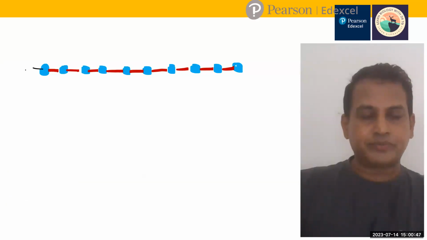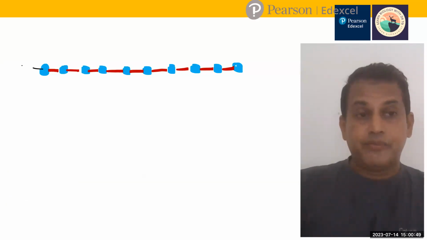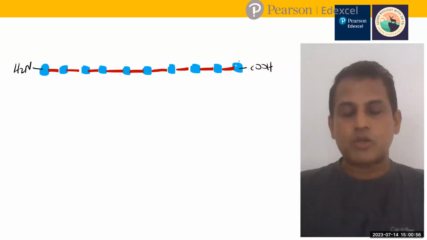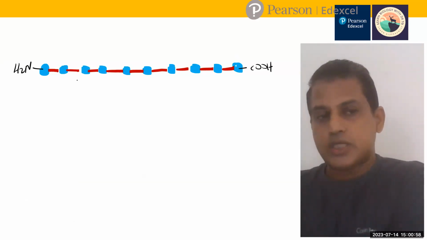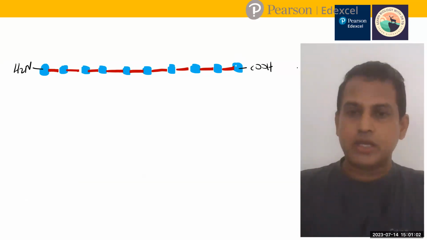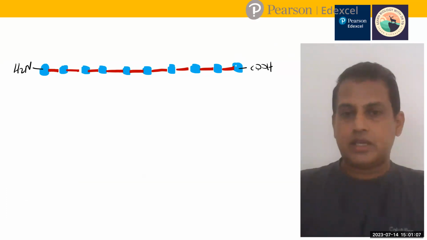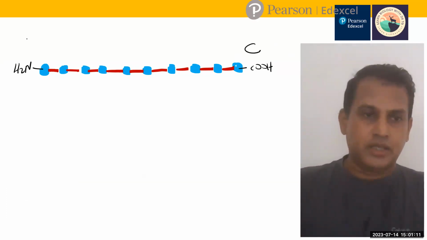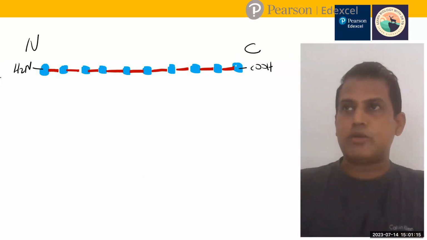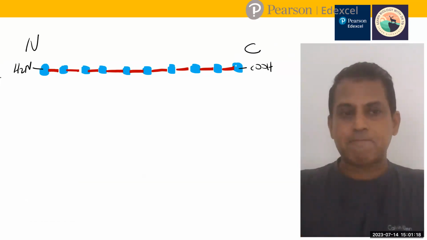Once it is formed, we can also notice one important thing. This end, the amine group is here. This end, COOH, the carboxylic group, is here. Because this carboxylic group is not involved in making the bond. If one amino acid joins from this side, then again it is going to be involved in making the bond. So this side is a C terminal, this side is an N terminal.